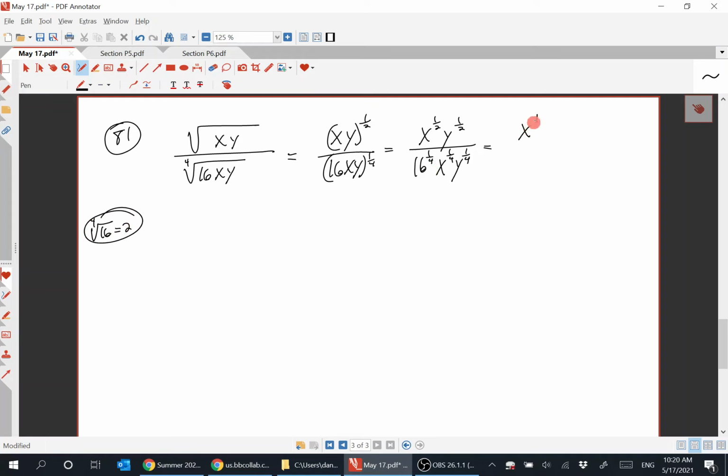So we have x to the 1/2, y to the 1/2 over 2x. Canceling the x's on the bottom and the y's on the bottom of the top. A half minus a fourth is a fourth. All right, so we're left with x to the 1/4, y to the 1/4 over 2.